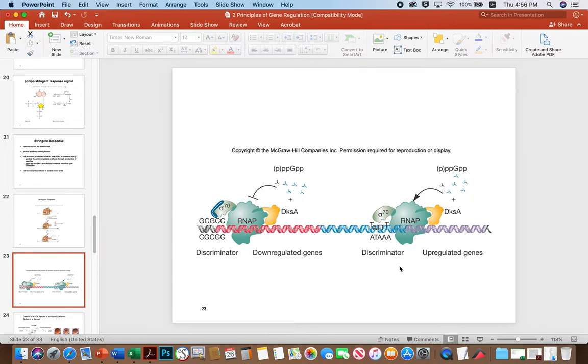And the genes that are upregulated typically have this discriminator region here, this AT-rich discriminator region, whereas genes that don't need to be synthesized during this period of crisis in the cell would be downregulated. Their discriminators typically have a GC-rich region. And so again, the ppGpp would block this transcription complex in the presence of DksA, which destabilizes it as well.